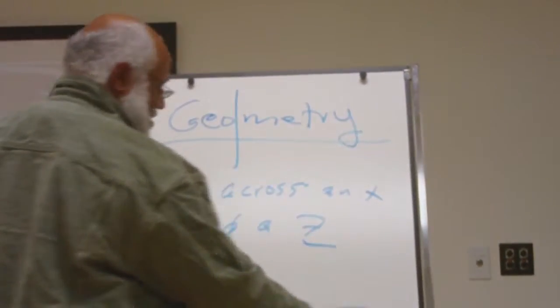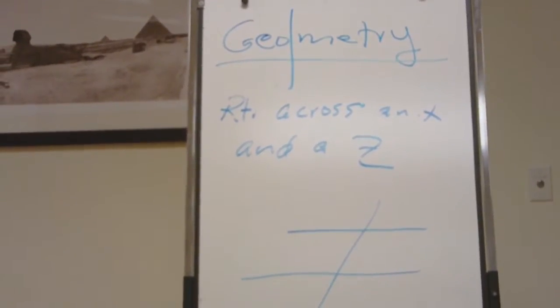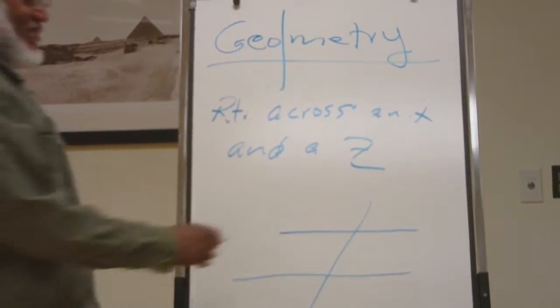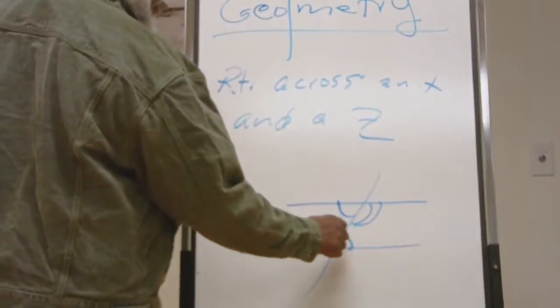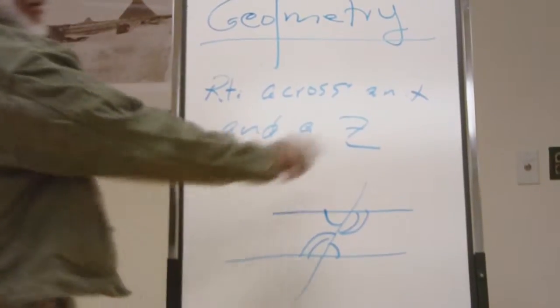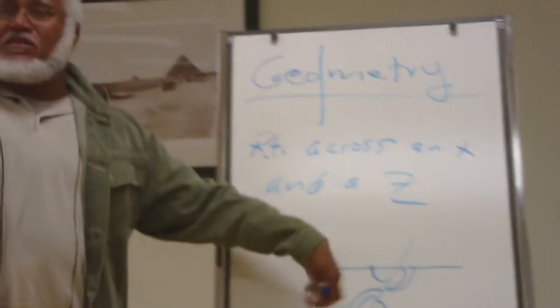Now, look at this. What do you notice I just made? I made a Z. Look at this Z. See that? Alternate interior angles. Look at this Z also. See how this Z, called Z in English, is also alternate interior angles.